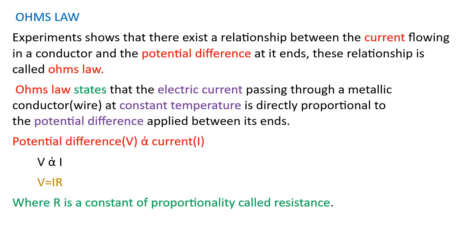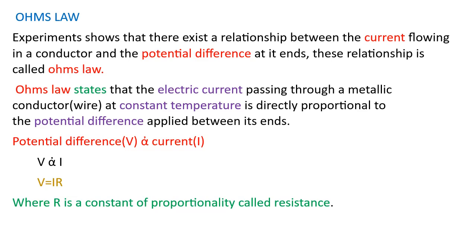Ohm's Law. Experiments have shown that there is a relationship between the current flowing in a conductor and the potential difference at its ends. That relationship is what we call Ohm's Law.